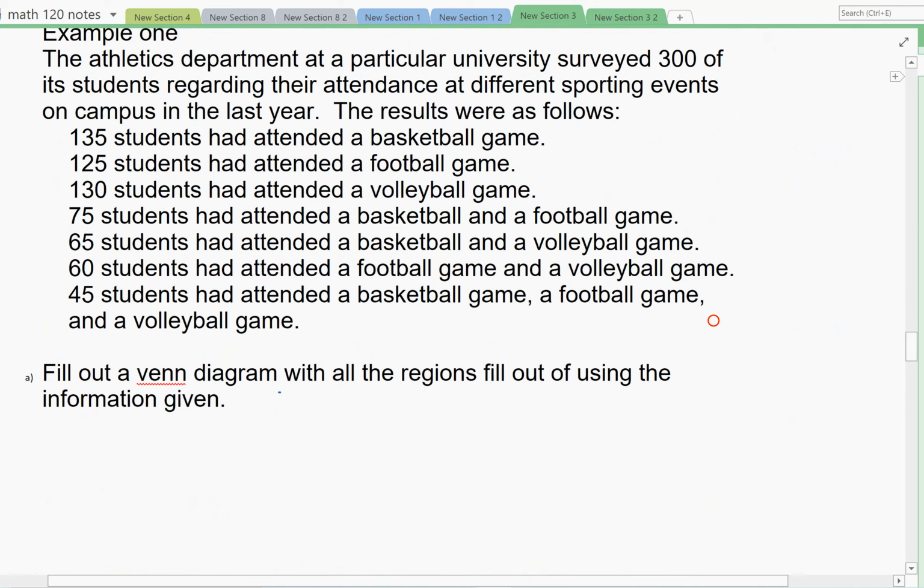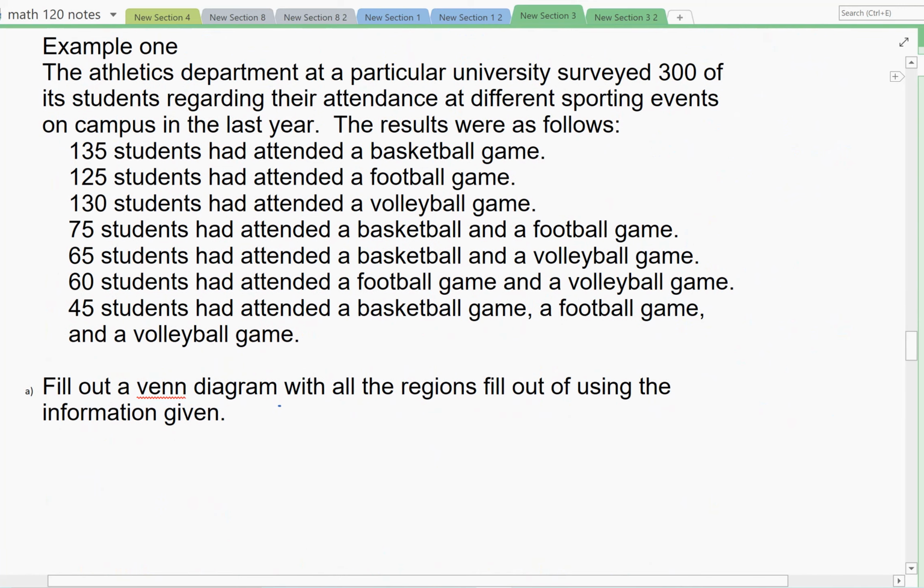Alright, so we're going to do a simple example. Example 1: the athletics department at a particular university took a survey of 300 students regarding their attendance at 3 different sporting events.